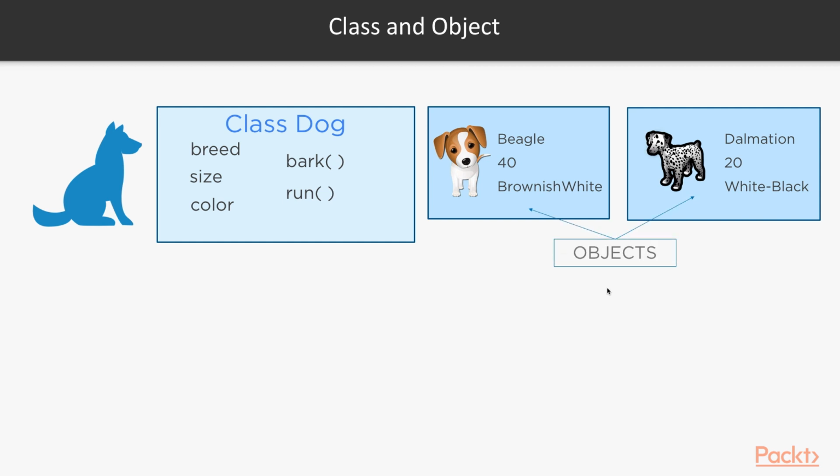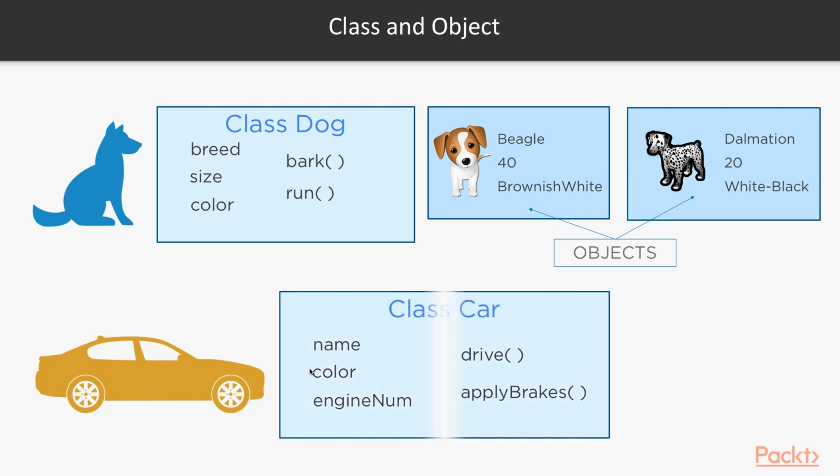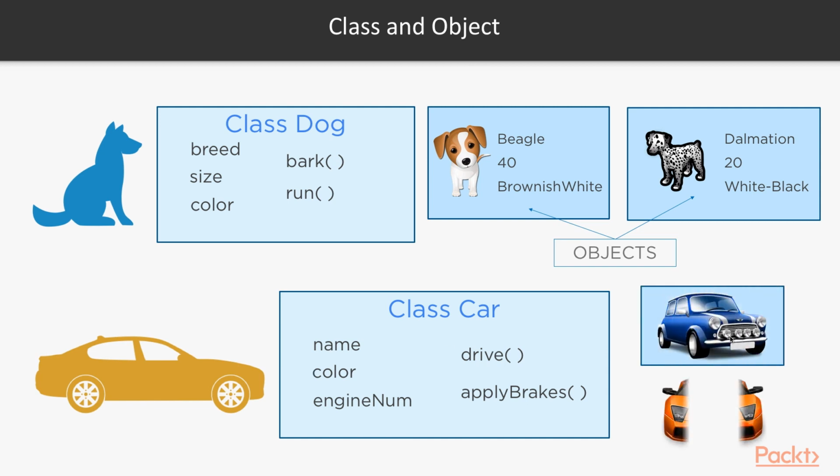Now, apart from dog, suppose you see a car and you decide to create the class for this car. So you will write something like this: name, color, engine number, and the behavior such as drive and apply brakes. So all of these properties and functions can be grouped together to form a class Car. Now all of these properties are common to all the cars that you see in your day-to-day life. As for example, you see a vintage car or some Lamborghini. So you can use the same class Car for these two cars as well. And these will be known as the objects.